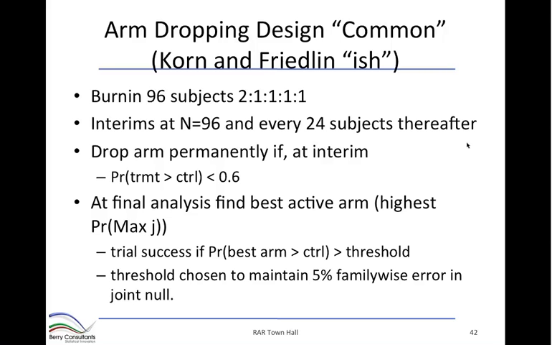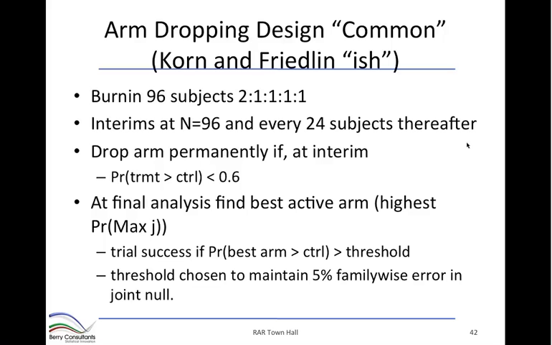So, an arm dropping design. Let's keep the burn-in the same, 2 to 1 to 1 to 1 to 1. I'm going to do interims at 96, then every 24 subjects thereafter. I'm going to drop an arm permanently if at the interim the probability treatment beats control is less than 0.6. Remember, with a regulatory kind of goal, we might need this up to 97.5. If somewhere near the end of the trial we're at 0.6, it's a pretty high bar that we're ever going to do better than this.